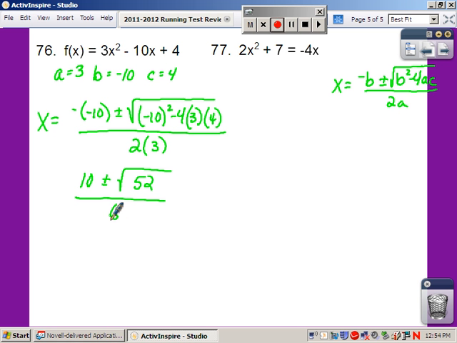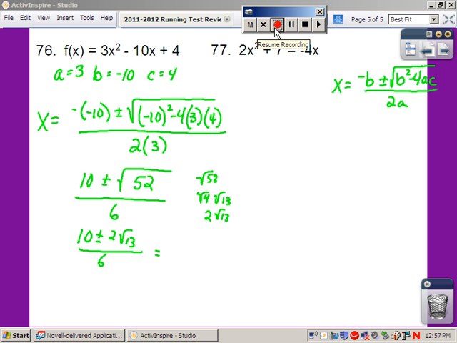So the square root of 52, you can split that up. This is a little work on the side. Into 4 and 13. That means 2 square roots of 13. So what you have is 10 plus or minus 2 square roots of 13, all over 6. And now the only thing left is, if you can, you should divide it. If you can't divide, you should at least try to simplify or reduce it. If you know that 2 goes into all of these, you can do that.